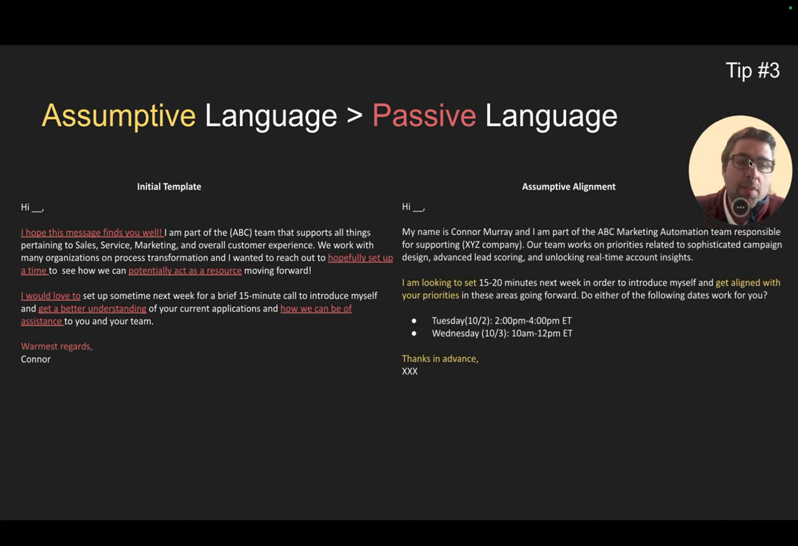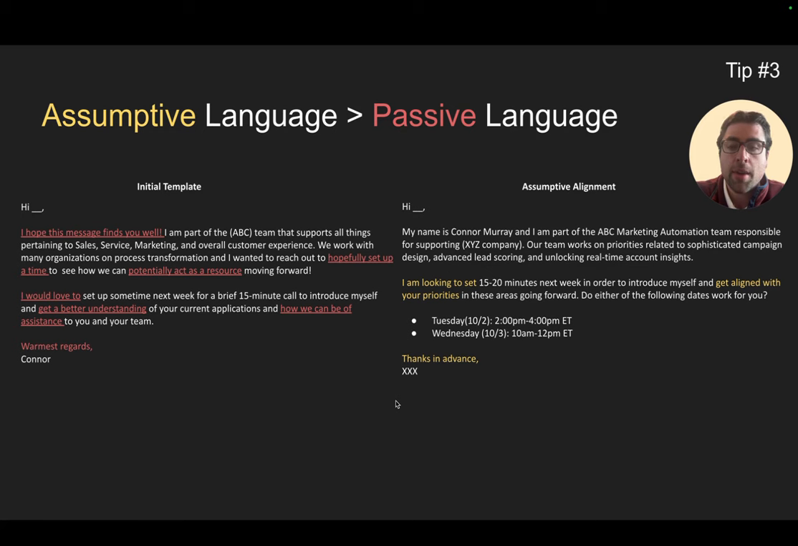So here's how you can replace it and make it more assumptive. "Hi, blank. My name is Connor Murray. I'm part of the ABC marketing automation team responsible for supporting XYZ. Our team works on priorities related to blah, blah, blah. I'm looking to set 15 to 20 minutes next week in order to introduce myself and get aligned with your priorities going forward." That sounds a lot better to me than "get a better understanding" or "see how we can be of assistance" or "act as a resource." "Do either of the following dates work?" Spell it out for them.